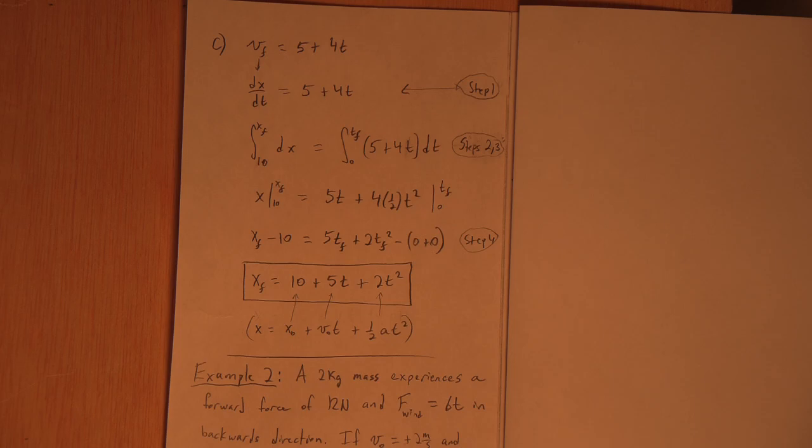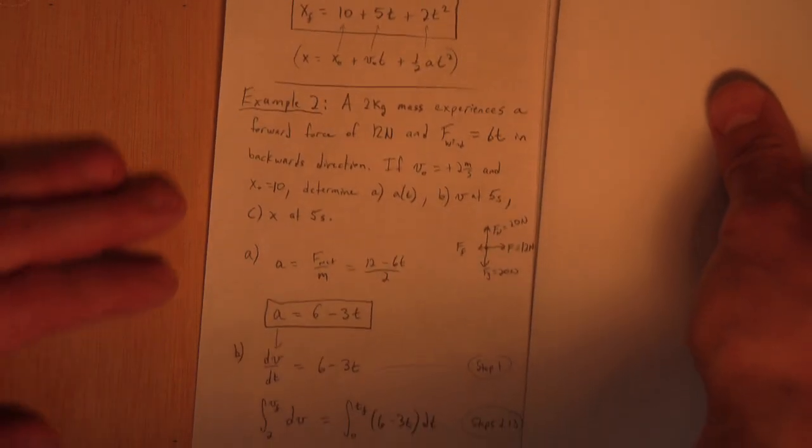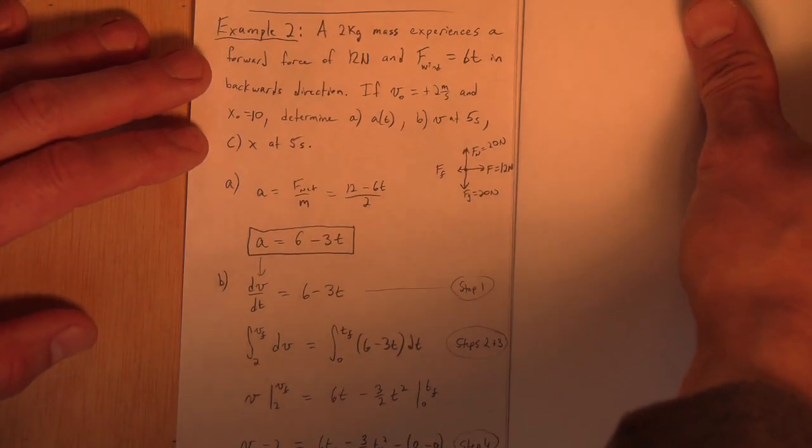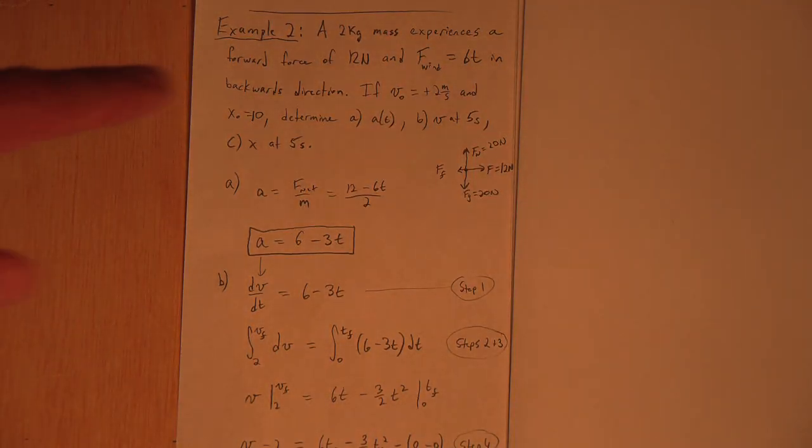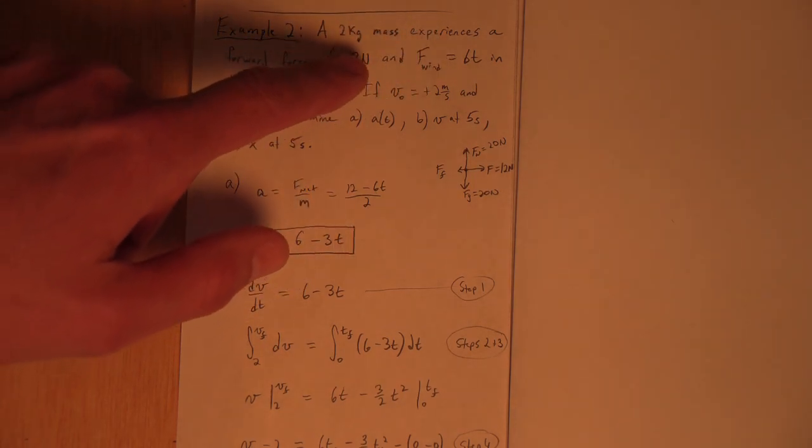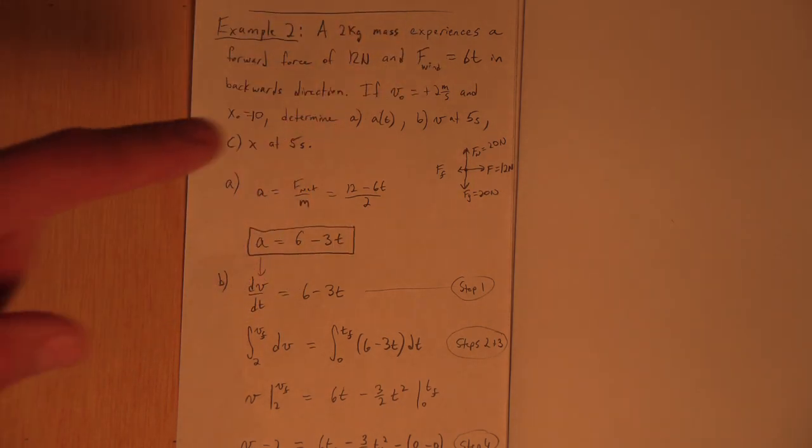the forces actually vary with time. Remember the previous example, the forces were all constant. We had forward 12, backwards 4, end of the story. But in this next example, what we have is the same 2 kilogram mass with the same forward force of 12 newtons, but now we have a force of wind, that's wind if you can't see it, of 6t in the backward direction.